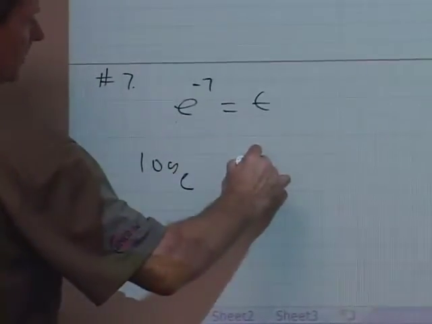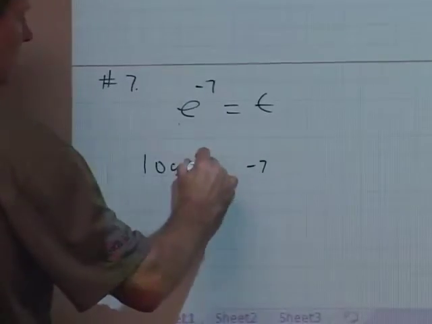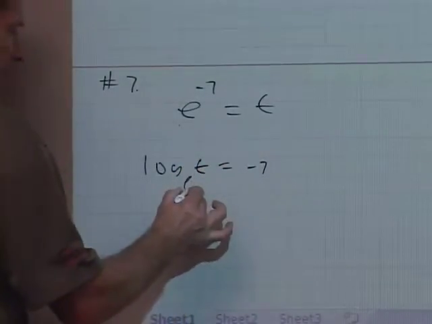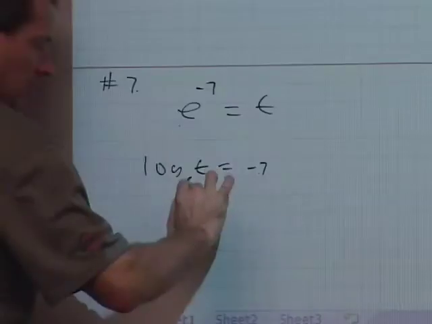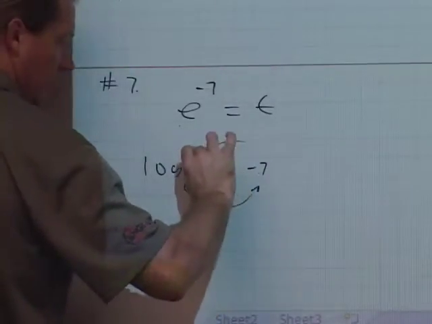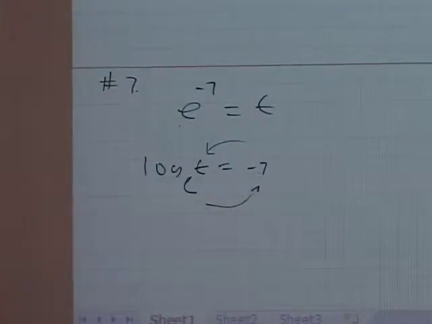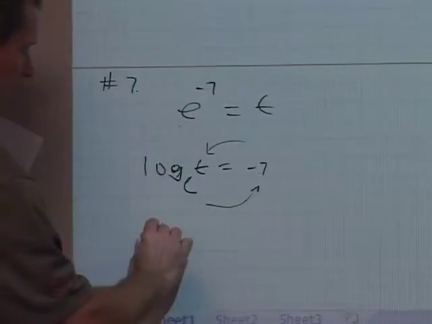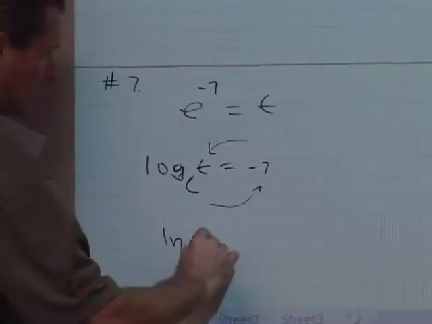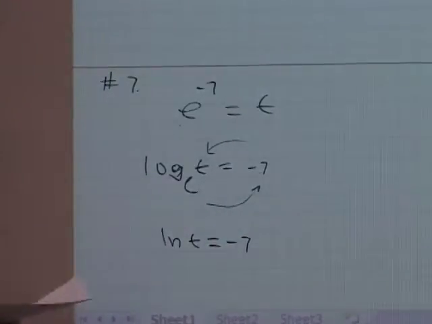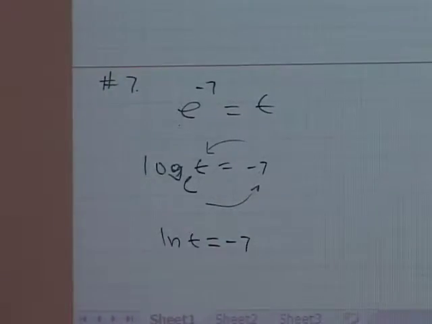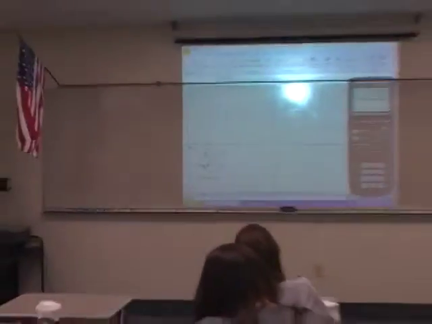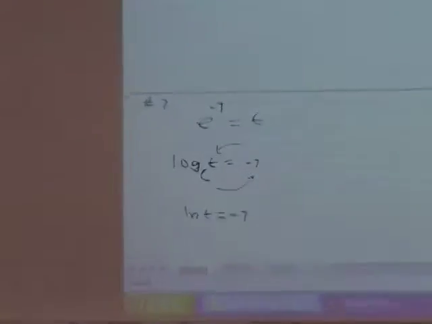Remember, this number over here is the exponent. I didn't have a t in here. This says e to the minus 7 equals t when you follow that little curvy motion that we came up with. And then we know something about log base e. What is that called? That is the natural log of t is equal to -7. Don't forget natural log and log base e is the same thing.